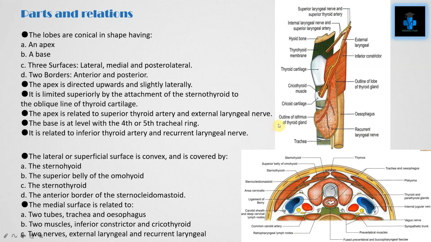The lateral or superficial surface is convex and is covered by the sternohyoid. Right here is the sternohyoid muscle.